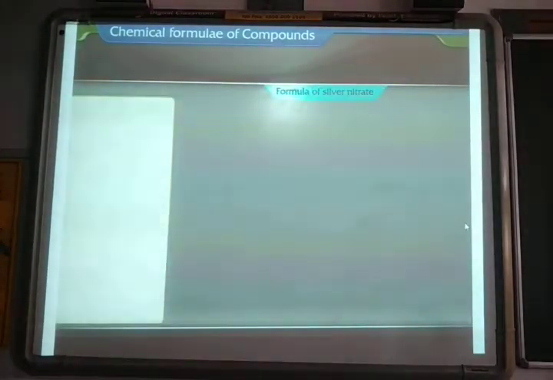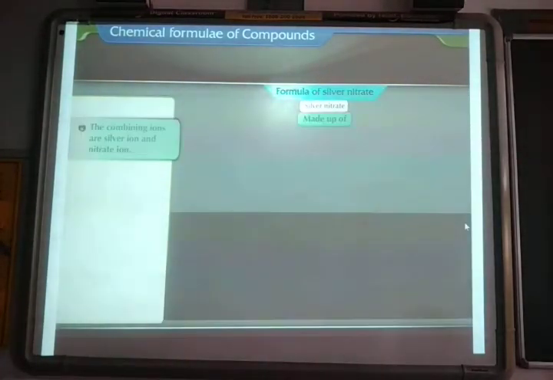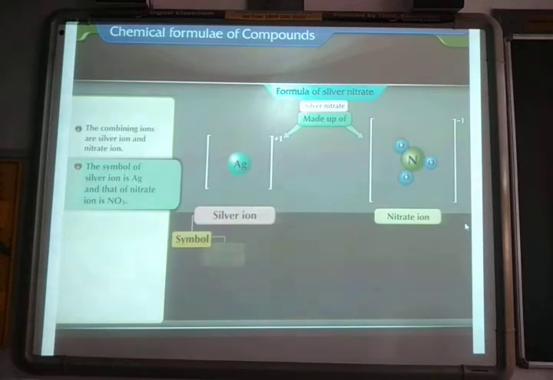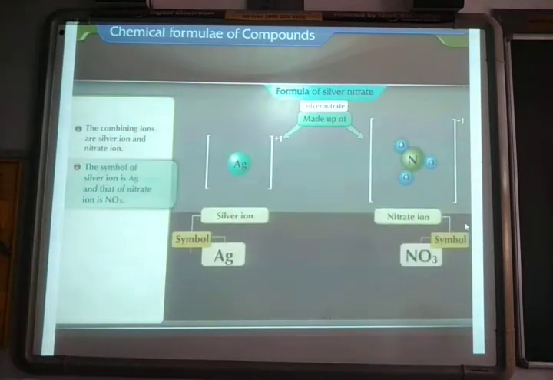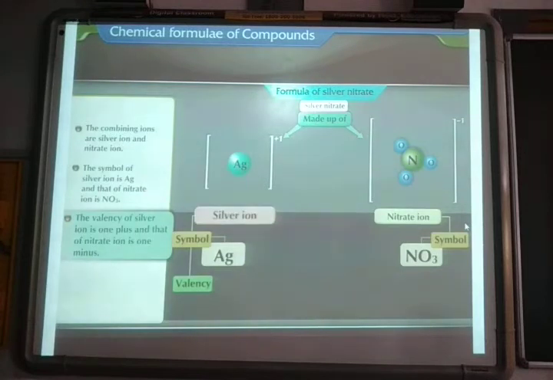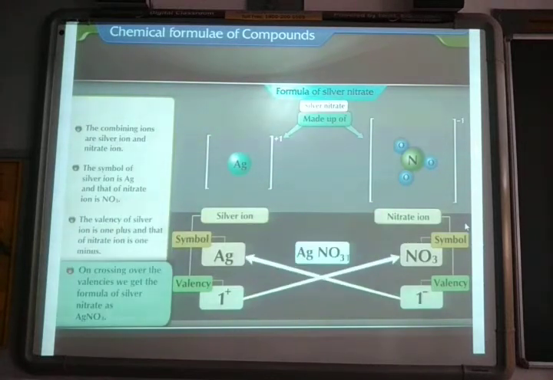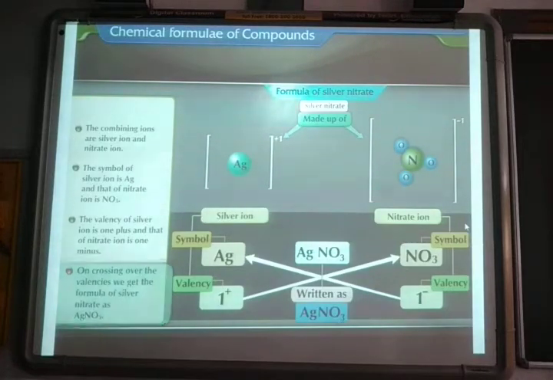Formula of silver nitrate. The combining ions are silver ion and nitrate ion. The symbol of silver ion is Ag and that of nitrate ion is NO3. The valency of silver ion is 1 plus and that of nitrate ion is 1 minus. On crossing over the valencies, we get the formula of silver nitrate as AgNO3.